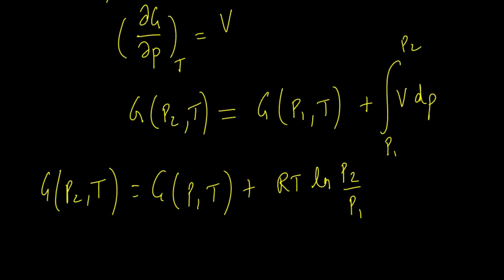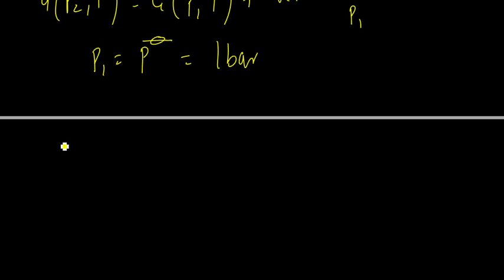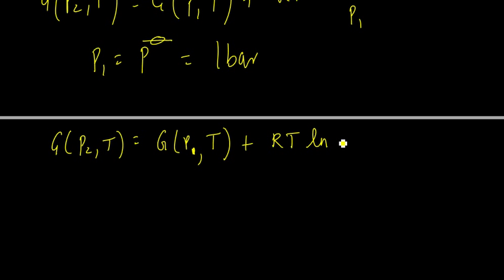And if I decide to take P1 as some standard pressure, which I would normally take as 1 bar, and all my pressures are reported in bars, then G at P2 is equal to G at P1 plus RT log of P2.